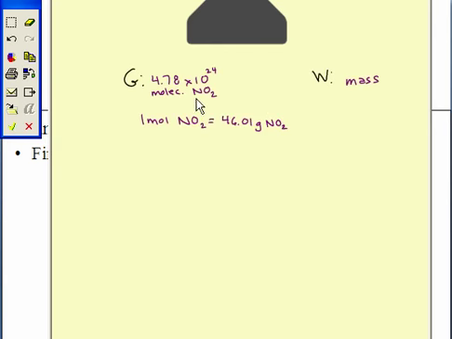Okay, so here's our given number of molecules. We want mass. Here's our conversion factor that allows us to get to mass. For moles and mass, our molar mass. If we look at doing our unit check, we're missing a conversion factor. We also need a conversion factor that gets us from number of molecules, and that's Avogadro's number.